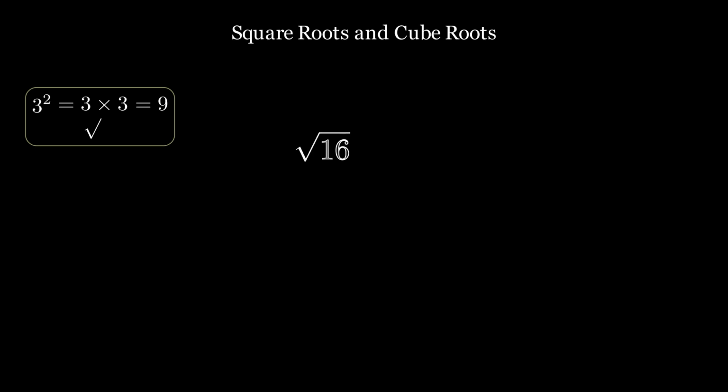We have the square root of 16. To find it, we need to ask what number when multiplied by itself equals 16. So if we try 4, we can see that 4 times 4 does indeed give us 16. So the square root of 16 would be 4.